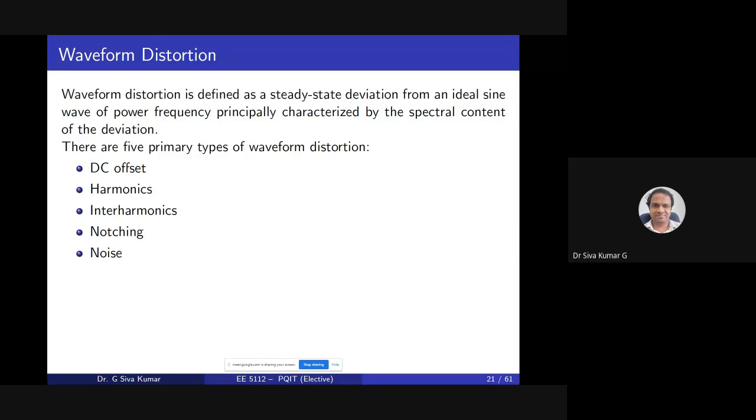These are the 5 quantities which are creating waveform distortion. The waveform distortion can be there in the voltage as well as in the current. It is creating waveform distortion in both the voltage as well as the current. Suppose you allowed that waveform distortion in a distribution system, what kind of effect will be there?